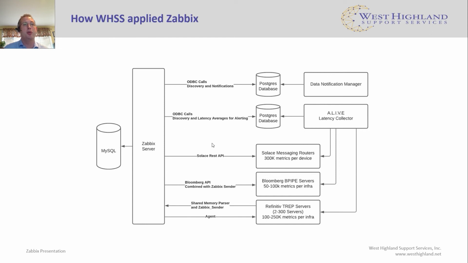We have other tools, things like the Solace REST APIs, where we're pulling 300 plus thousand metrics per device. So if you have an environment with 5 or 6 Solace devices, you're at like 1.5 million metrics being monitored. And we're sampling those typically at about 45 second intervals. For Bloomberg, we're using a Java app that we developed, and every single one of these uses Zabbix Sender very much, except for the ODBC calls. And with our TREP, we just have a simple shared memory parser, and then it sends data again with Zabbix Sender.